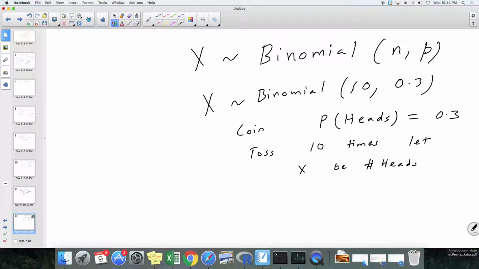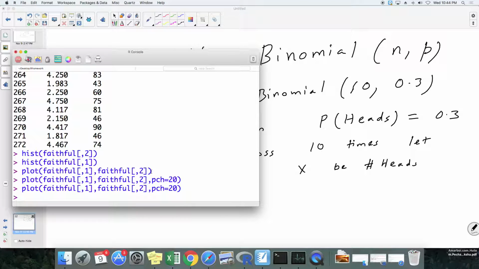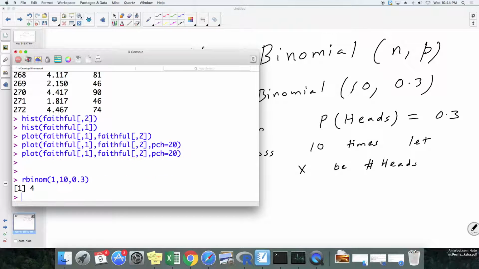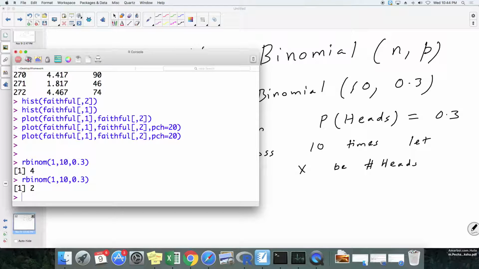So if we want to do this, we can do it like this. We can say rbinom(1, 10, 0.3). So you get 4. That means you just now tossed a coin with probability of heads 0.3 10 times, and there were 4 heads. Let me do it again. Just now I tossed a coin with probability of heads 0.3 10 times, and I got only 2 heads.